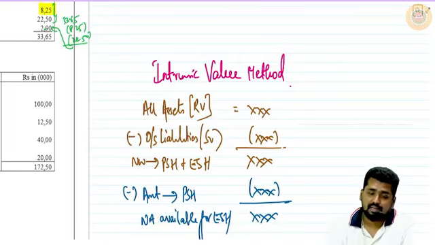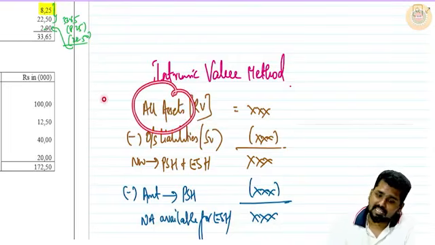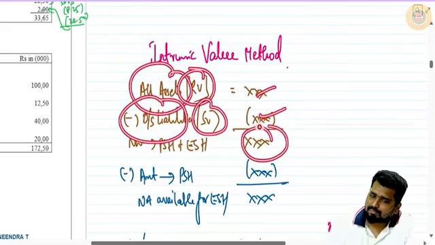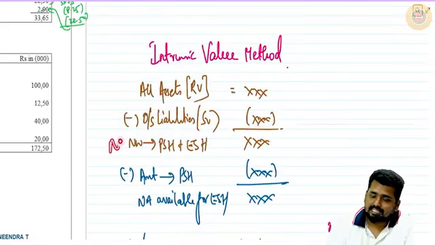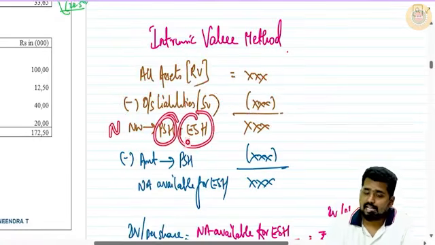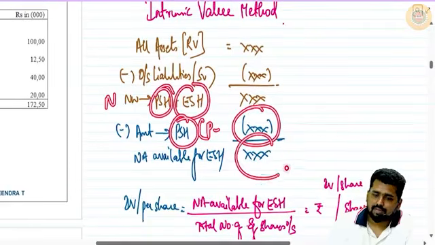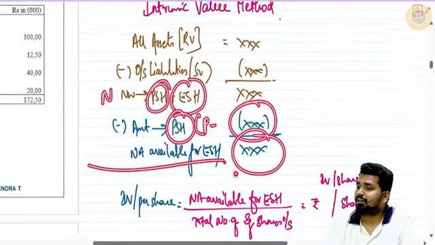How to find the real value of the share? Take all the assets at realizable value. Take all the outside liabilities at settlement value. Whatever number you get is the net assets or net worth available for preference and equity. From that, settle the preference shareholders, whether you are paying at par, premium, or settlement value, separately. Then whatever amount you have is the net assets available for equity shareholders.